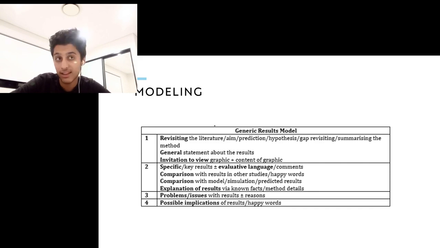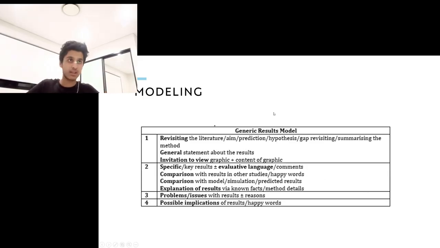Okay, and then in the third section, you want to look at problems and issues. And you don't just state the problems and issues, you give results and reasons. Fourthly and lastly, you want to give possible implications of results. So now the fourth point kind of leads into the discussion. So this is where you're creating that flow.